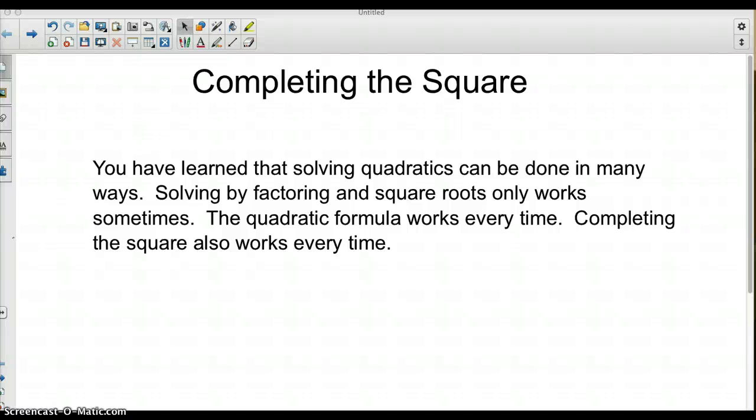Okay, so another way that you can solve quadratics is using completing the square. You've learned that you can solve quadratics in many different ways. We've done factoring and square roots, but remember that only works sometimes. We've also done quadratic formula, which will work with all of the quadratics. Completing the square is also another way that will work every single time.